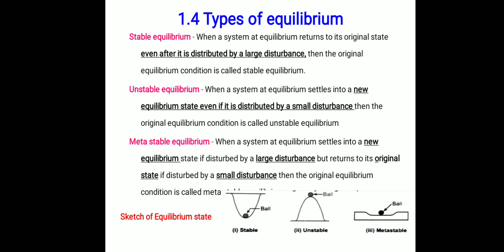And unstable equilibrium is when, even with small disturbances, a new equilibrium is achieved instead of the original equilibrium. Then it is called unstable equilibrium. And the metastable is in between the stable and unstable equilibrium. If large disturbances are there, then a new equilibrium can be achieved, and if small disturbances are there, the original state or equilibrium can be achieved in the metastable equilibrium. This is represented in the sketch: stable, unstable, and metastable.